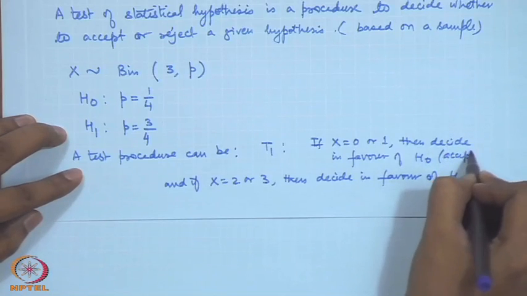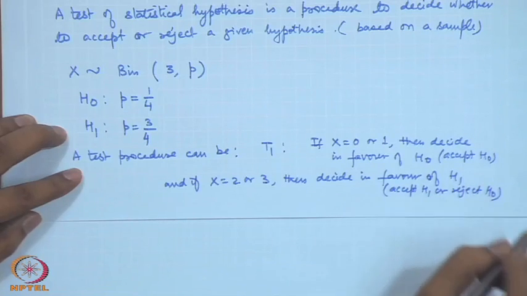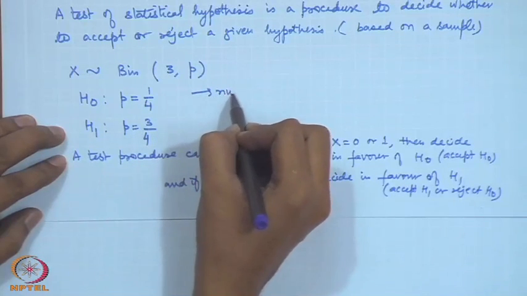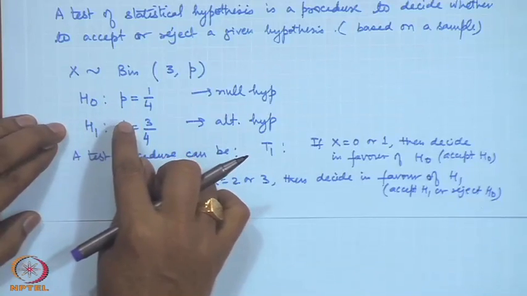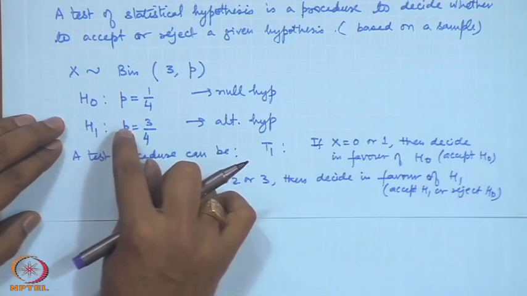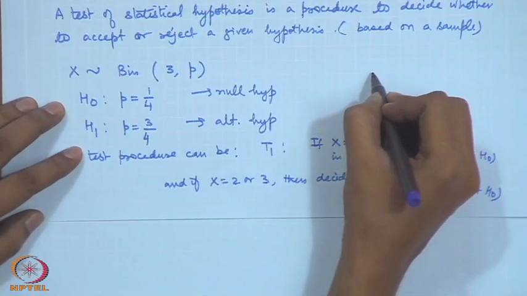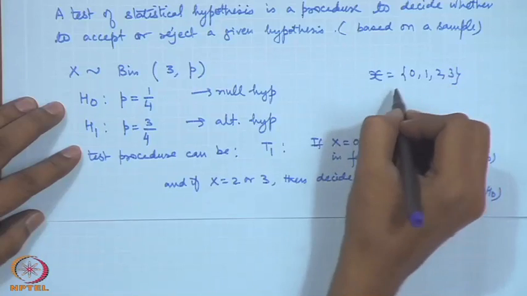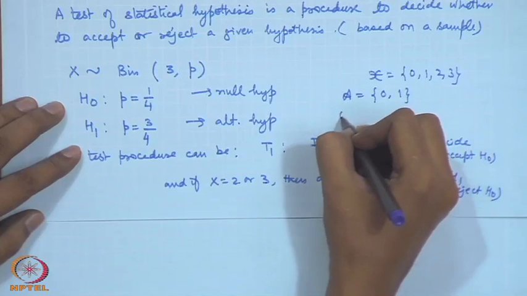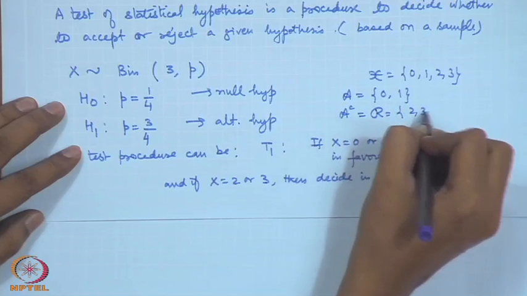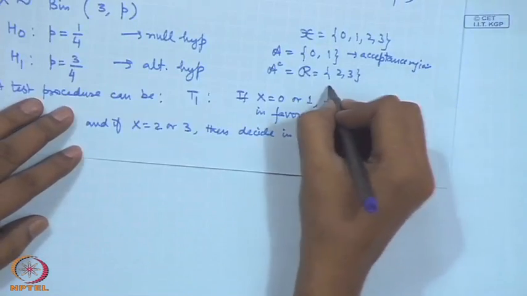So, we give a statement: accept H naught, and here accept H 1, or we can say reject H naught. Since in the original problem we write one hypothesis as the null hypothesis, that means the initial one, and another as the alternative hypothesis, we may make statements like rejecting H naught or accepting H naught, or accepting H 1 if we reject H naught, and so on. Basically, we have the sample space consisting of 4 points 0, 1, 2, 3, and we are dividing it into 2 parts. We call 0, 1 the acceptance region, and the complement A complement, that is 2, 3, the rejection region.